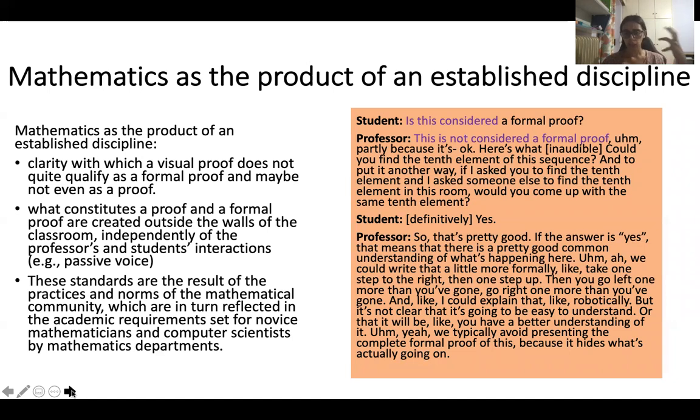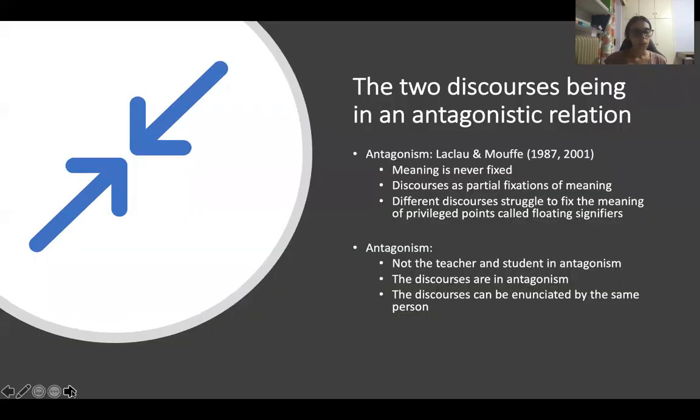In turn, these practices and norms are reflected in the academic requirements which are set for the students of the course. What I'm suggesting is that the two discourses are in an antagonistic relationship. I'm borrowing the term antagonism from Laclau and Mouffe, who have done work in discourse analysis. What they suggest is that meaning is never fixed. This means that something like mathematics, for example, its meaning is not fixed. It can change any time.